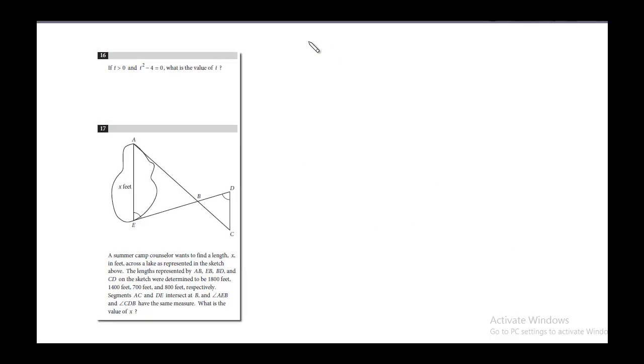Number 16. t is greater than 0 and t squared minus 4 equals 0. So we can move minus 4 to the right hand side, or you can think of adding 4 to both sides. Therefore, t squared will be equal to 4. When we apply square root to both sides, square root of t squared is square root of 4. Therefore, t can be equal to plus or minus 2. But remember, t was positive. Therefore, t cannot be minus 2. So the answer is t is equal to 2.